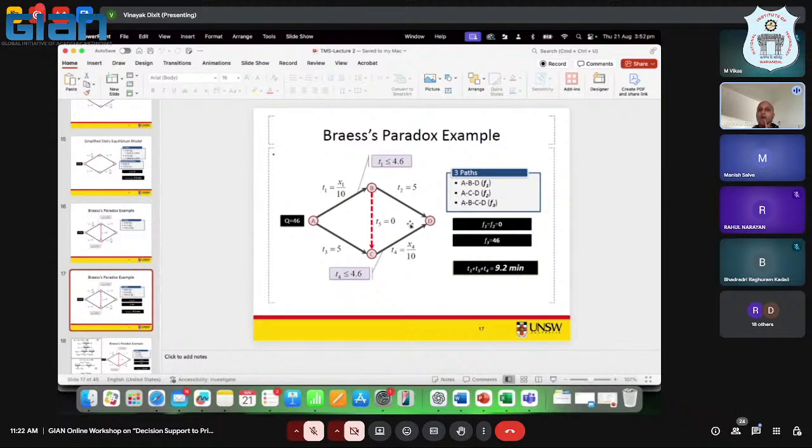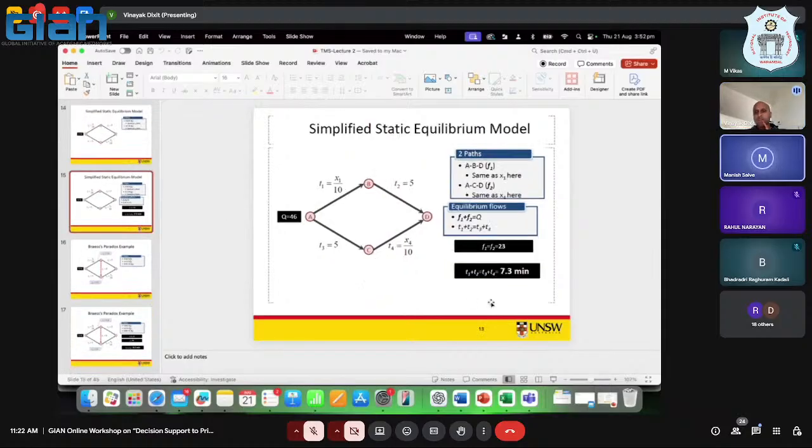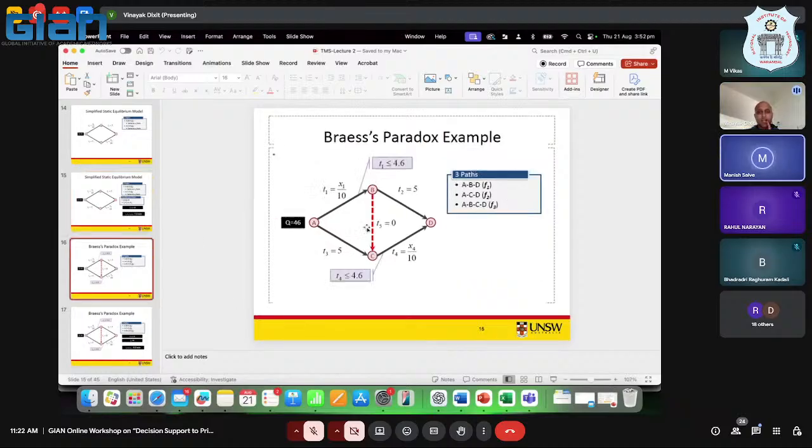Yeah. So now if I had charged, let's say $1 is equal to 1 minute. Let's assume that $1 is equal to 1 minute, right? This was 7.3 minutes. So if I had charged $3 here for people wanting to go from here, I would get back to the original user equilibrium.